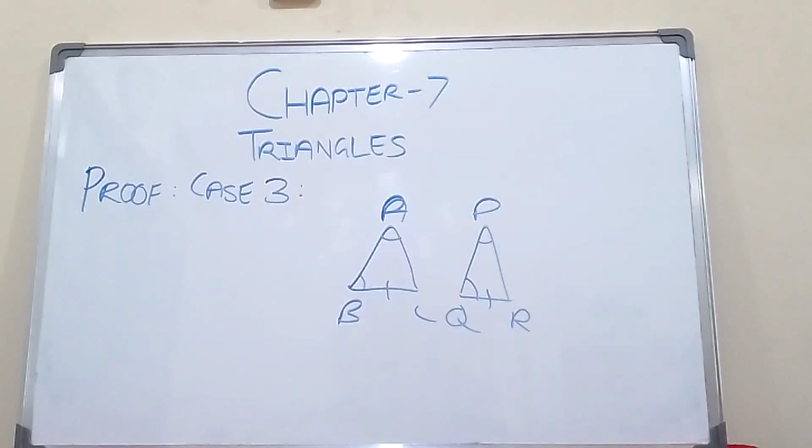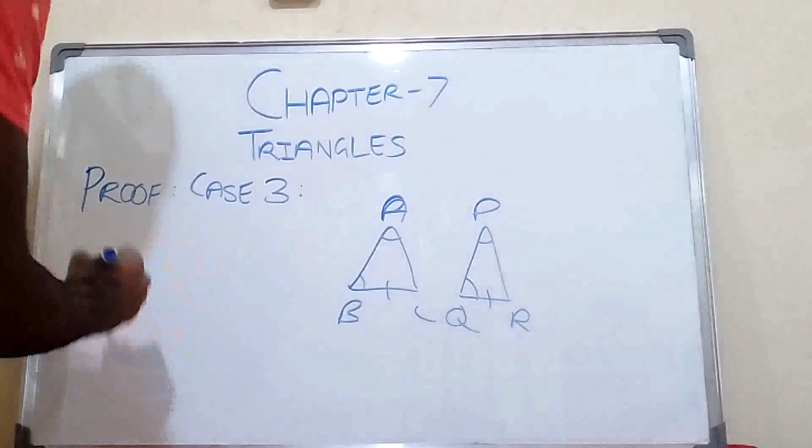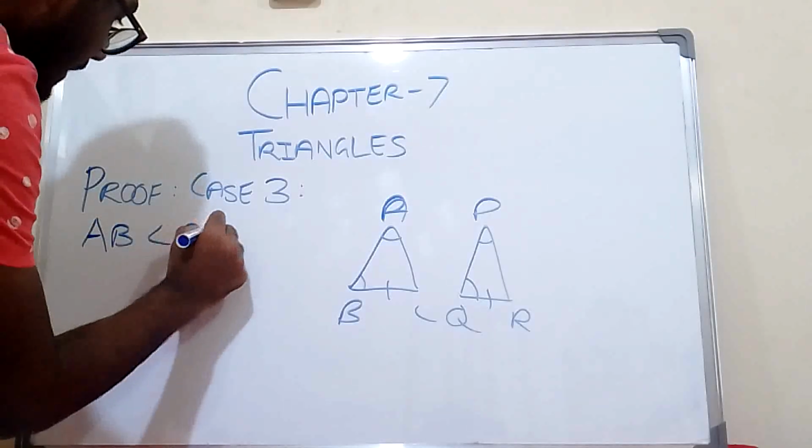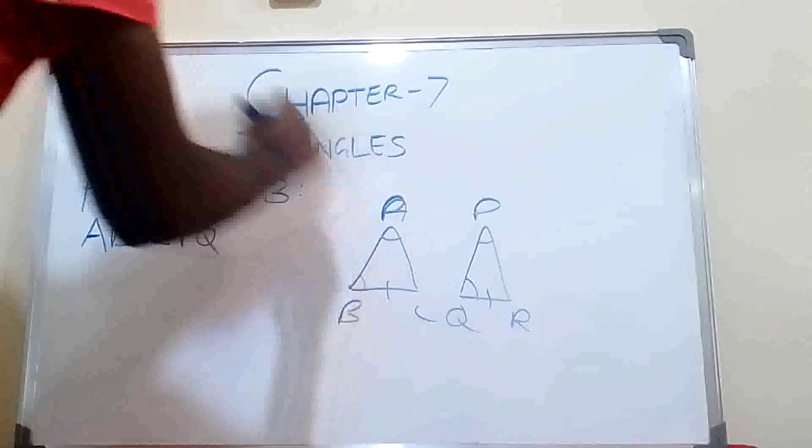So coming to case 3 now. We have already checked that if AB equals PQ, then the two triangles will be congruent. We also checked that if AB is greater than PQ, then our assumption was wrong. Now let's take the last thing left, that is, if we assume that AB is smaller than PQ, which means that PQ is larger than AB.